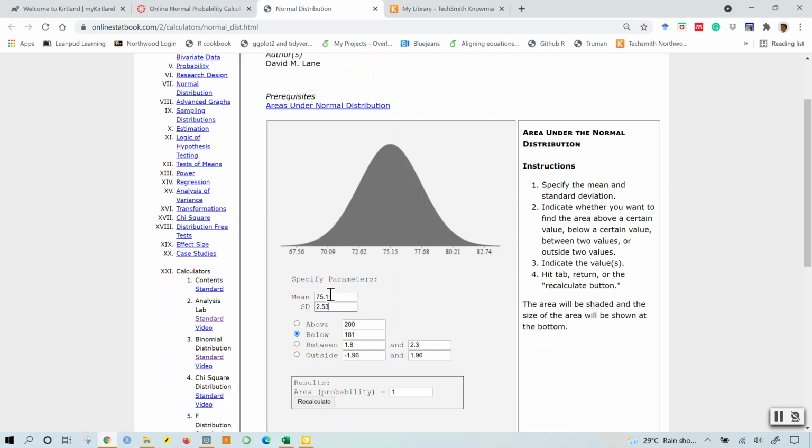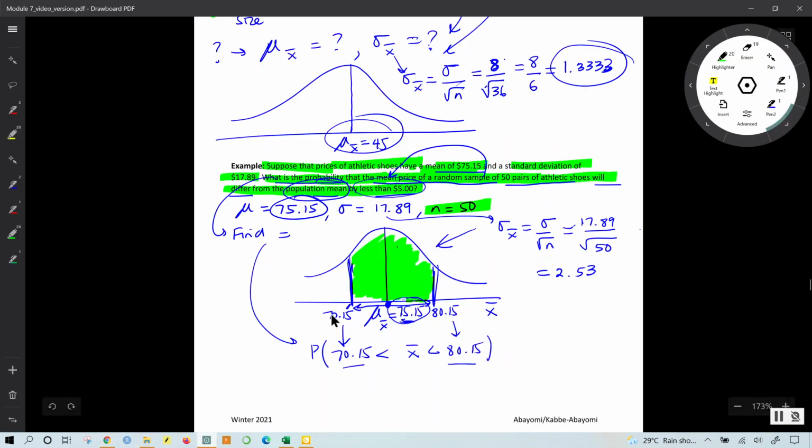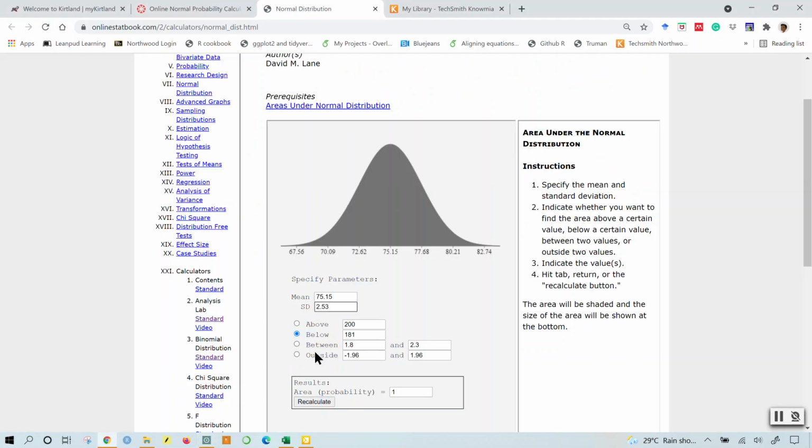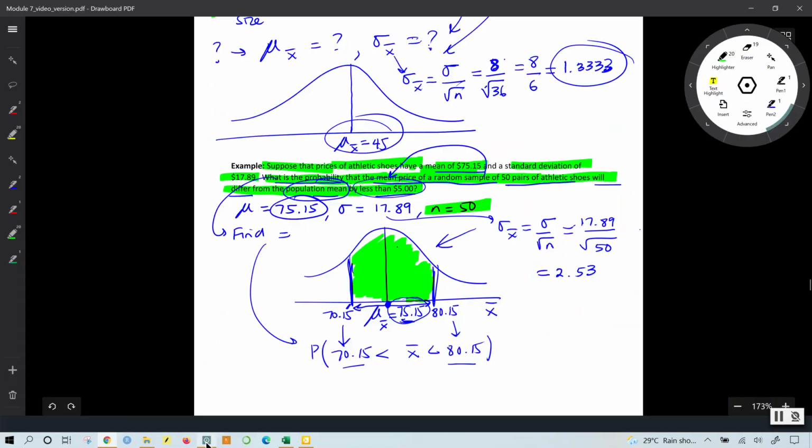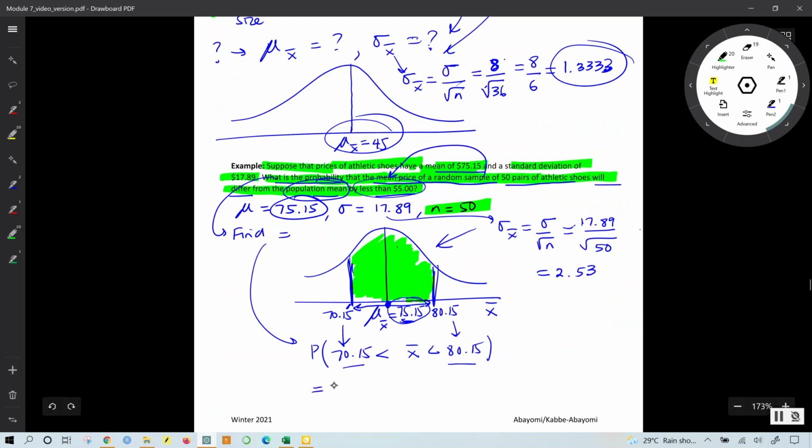I have both parameters already specified here, and I'm interested in between 70.15 and 80.15. So I'm going to go between 70.15 and 80.15 and calculate, and I have 0.9519. So that will be my answer, 0.9519. Done.